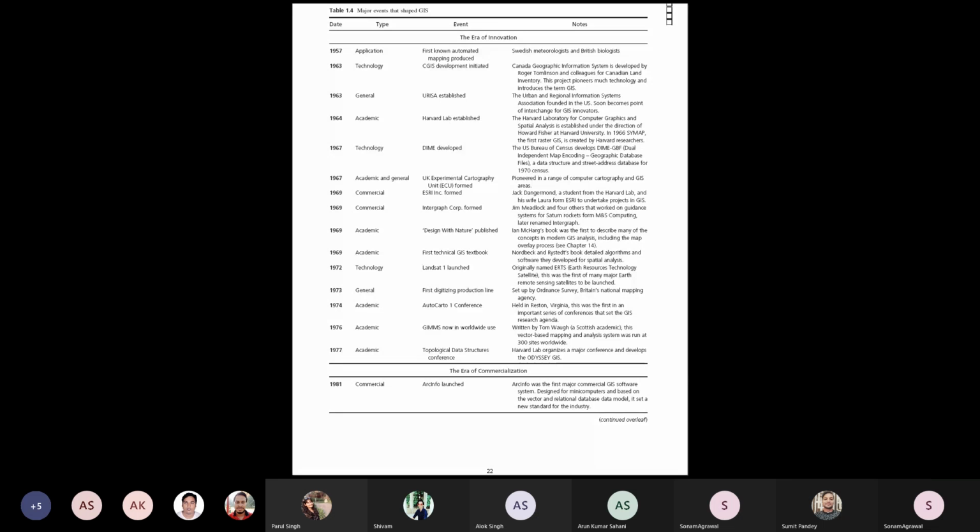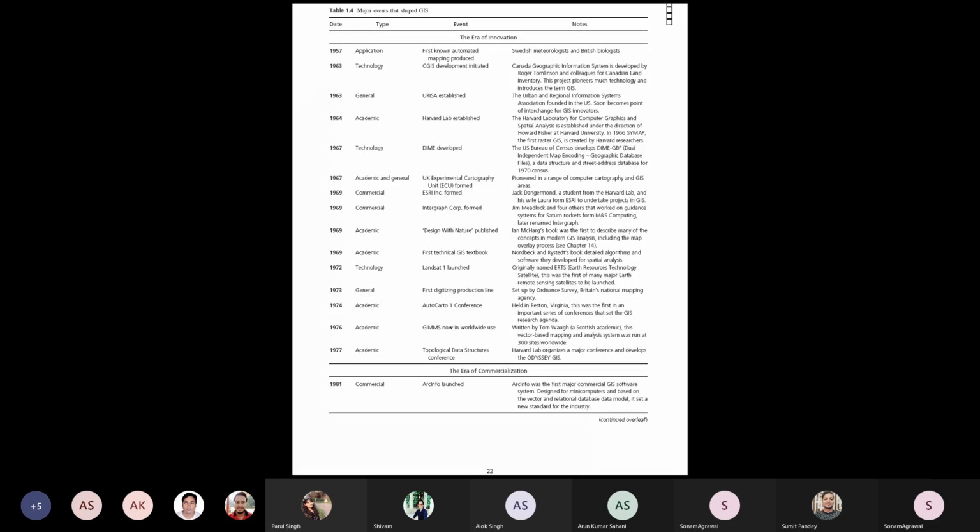In this particular era, all these companies have given several softwares. First one is Arc Info. Again, write down this name. At present, we use ArcGIS. But previous to ArcGIS, there was Arc Info, Arc View. Such types of things were used previously. So write down this particular thing. In the year 1981, Arc Info was launched.